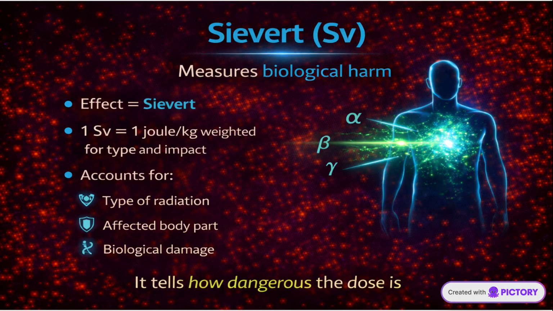This leads us to the third and most important layer, Sievert. Sievert measures biological effect. It takes the absorbed energy, and then adjusts it based on the type of radiation, and how sensitive the body is to it. In simple terms, Sievert converts physical dose into biological risk. So this is the unit that finally answers, how dangerous is this radiation?